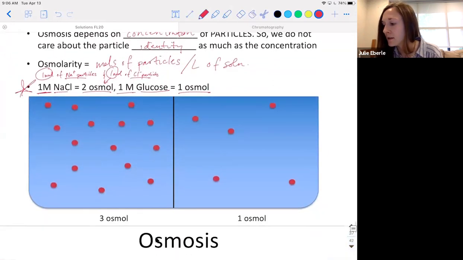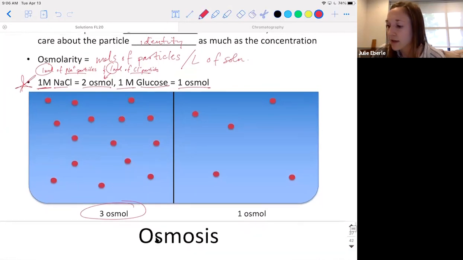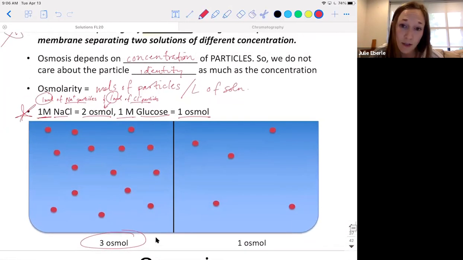All right, so here, if we're looking at these 2 pictures, if you were to count up all the red dots, which are indicating particles in this case, and compare, this side has 3 times more. So we'd say it's triple the osmolarity, 3 osmoles compared to 1 osmol, if this is per liter, if this was a liter of solution. So if that's the case, what osmosis is going to do, don't look at the next slide. If you do, you're cheating.